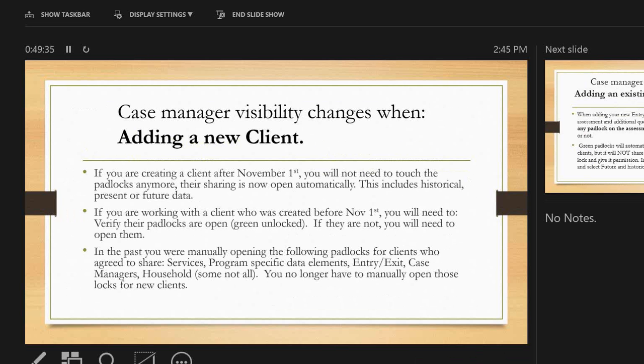Again, in the past, you were manually opening the following padlocks for clients who agreed to share: individual services, program-specific data elements, entry-exit tabs, case manager tabs, household relationships tabs, and so many tabs. But from now on, you will no longer have to manually open those locks for new clients.